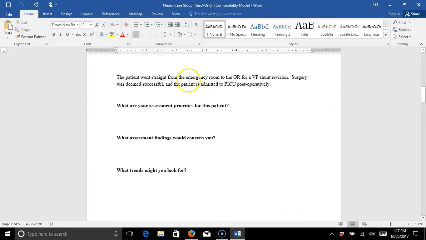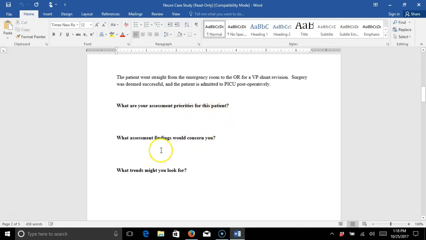So upon discovery, this patient was found to have a VP shunt failure and went right from the ER to the OR. And surgery was deemed successful, and the patient was then subsequently sent into PICU. So what are you going to assess during this time period? And of course, it's vital signs, it's going to be neuros, it's going to be pain. But those are maybe your 3 priorities of this case.